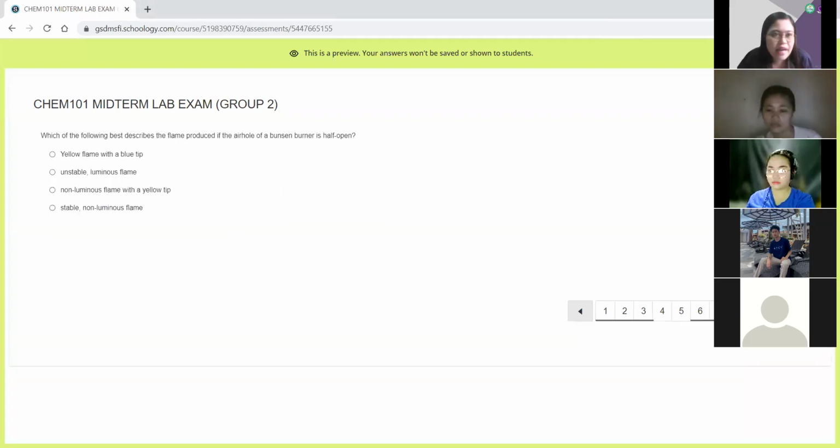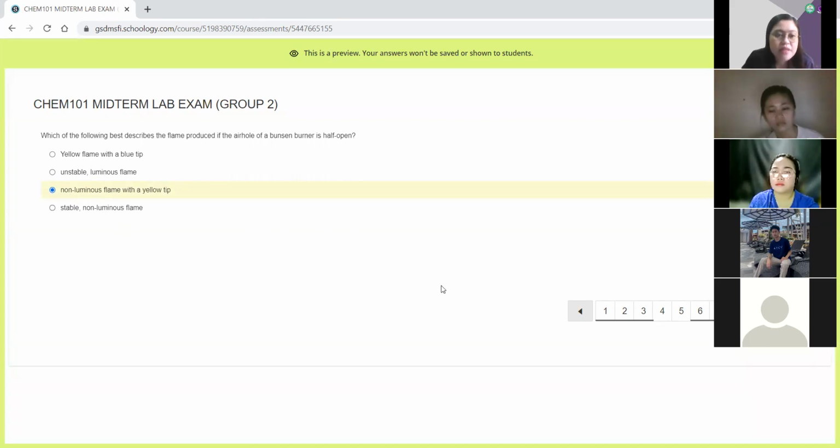And lastly, which of the following best describes the flame produced if the air hole of a Bunsen burner is half open? If it is half open, what does that mean? We have limited oxygen, and that will actually result in a blue flame with a yellow tip. So you look for the blue flame with a yellow tip. Yellow flame with a blue tip is not the correct answer. Unstable luminous flame, no, this is not the correct answer. When you say luminous flame, it's yellow. So non-luminous flame with a yellow tip, this one is the answer.